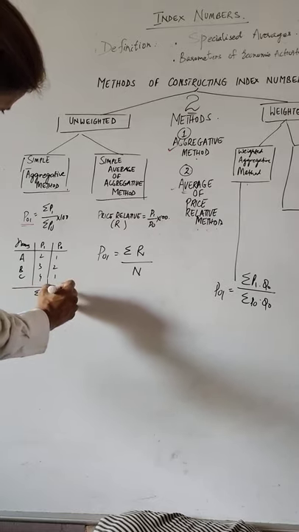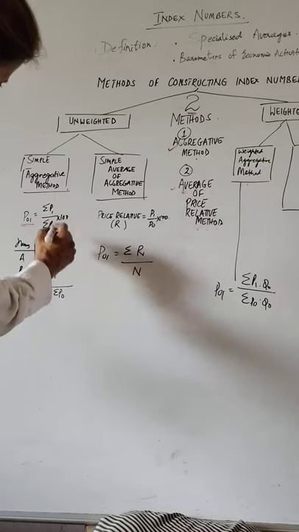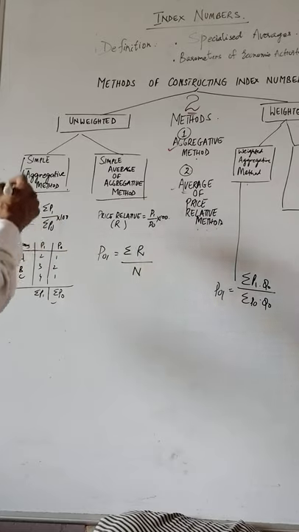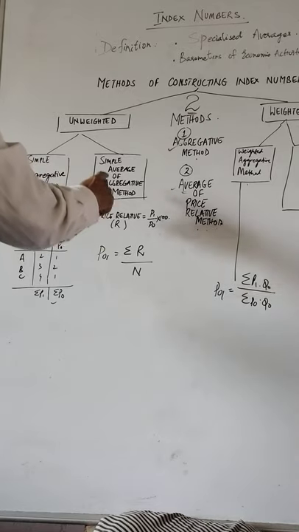So this is what it is: sigma P1 upon sigma P0 into 100. You're going to add this up, put the values here, into 100. That will be your index number. Is that right? So now we come to the next one.